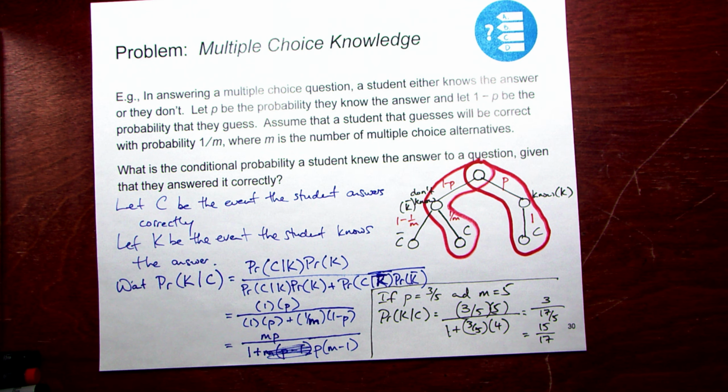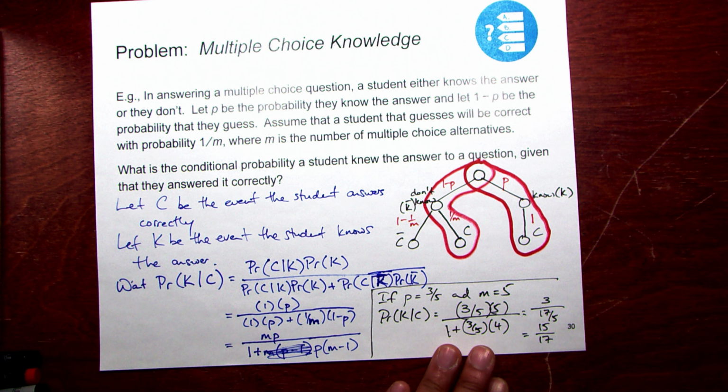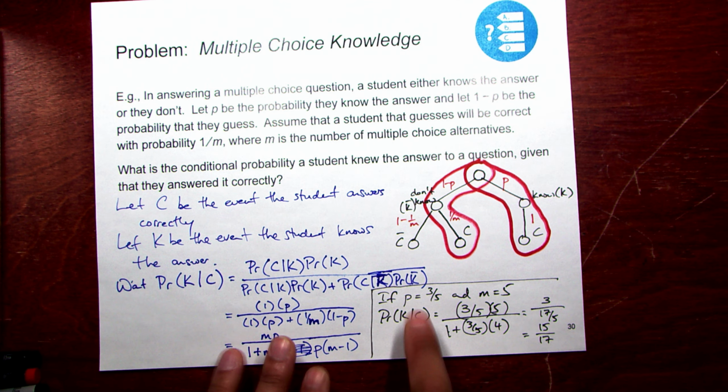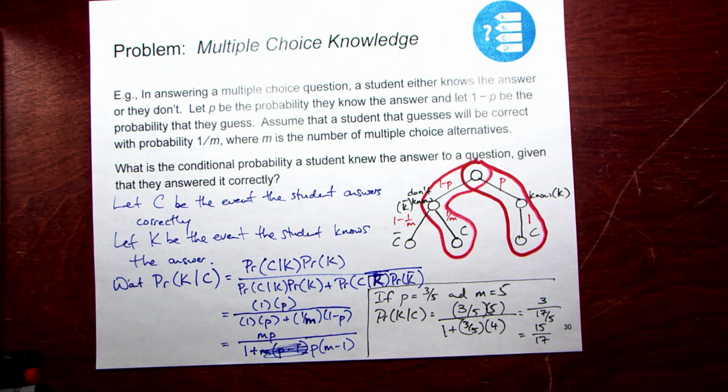So the chances that they knew the answer, given that they answered the question correctly, is pretty good. 15/17, the 17th is roughly 6%, so this would be something around 87, 88%. It's pretty good. You feel pretty confident that the student actually knew the answer if they got it right. And you can try different cases here. The answers are pretty good as long as the probability is that they're on track to pass the test. So even if you have smaller choices to go from, the numbers are pretty strong.